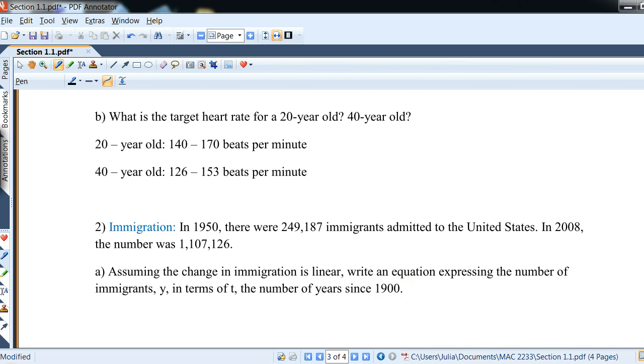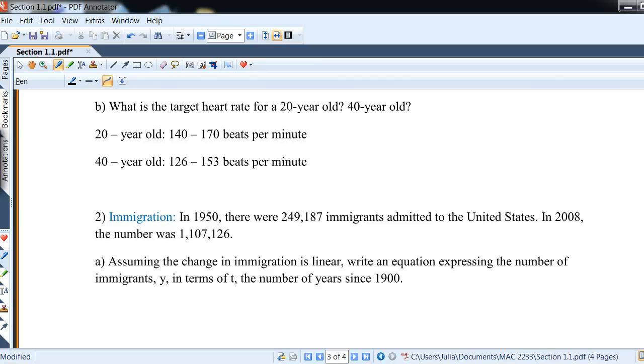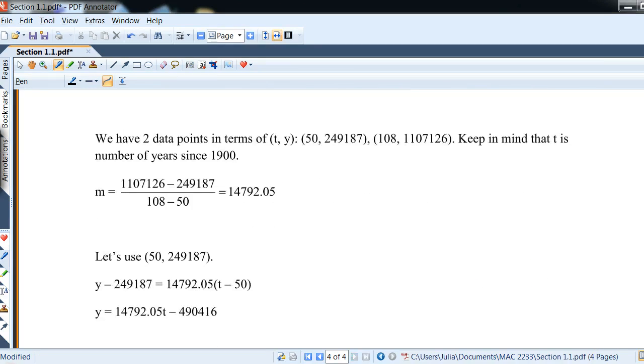So what happens there? Note how we have 2 pieces of information above. In 1950, that gives us a time and a y. And here we have 2008, and we also have a y. So we have 2 points from which we can write an equation of the line. Let's see how I set this up. Since it's the number of years since 1900, I subtracted 1950 minus 1900. That's how I get 50 years, and we have that number, 249,187. The second is 2008 minus 1900, which is 108 years, and we have the y also.